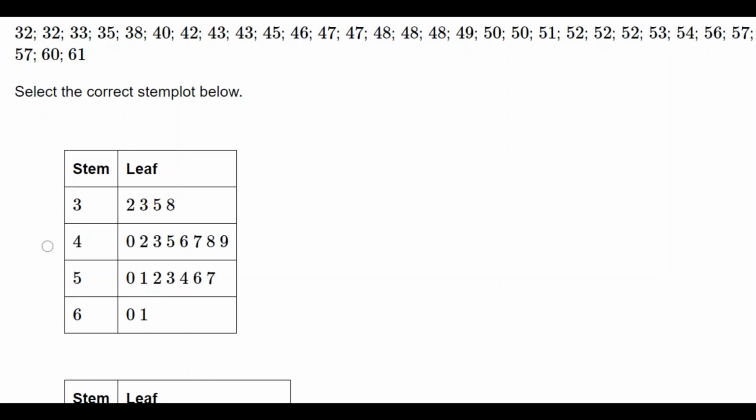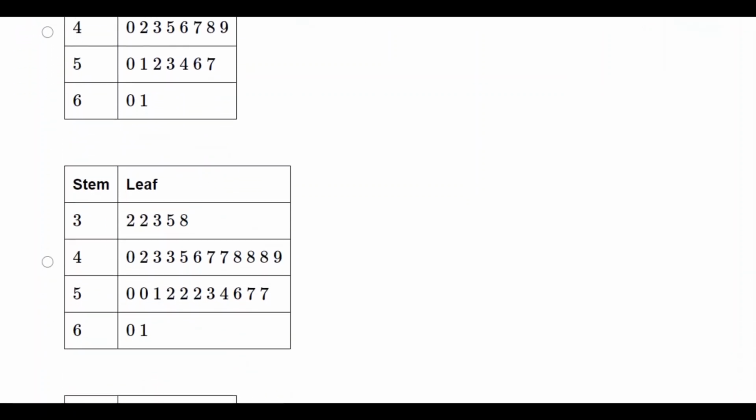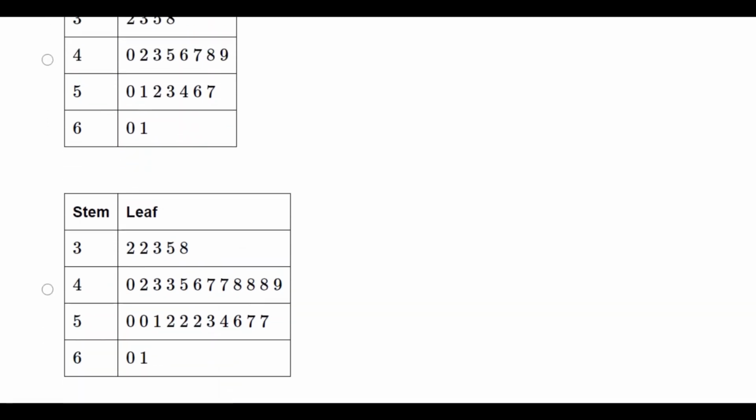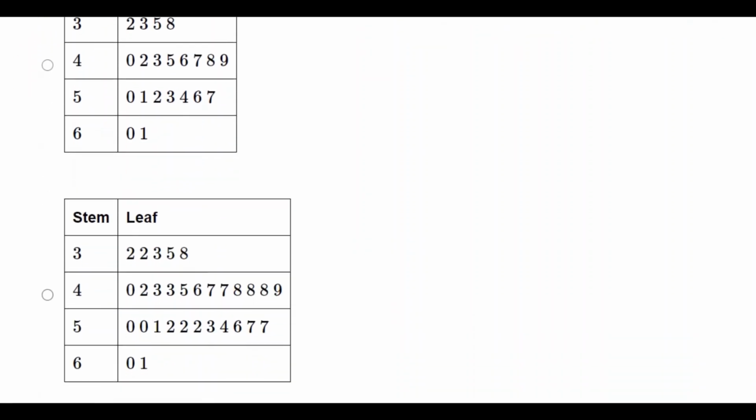Now for the number 5, we have 0 coming twice, 1 is once, 2 coming 3 times, 3, 4 and 6 are coming once, and 7 is coming twice. So we check that in this option, the second option. With the 5, 0 is coming twice, 1 is once, 2 3 times, 3 once, 4 once, 6 once, and 7 2 times. So this also seems to be correct. And if we look at the stem 6, then there are only 2 numbers, 60 and 61. So the second choice seems to be the right choice.